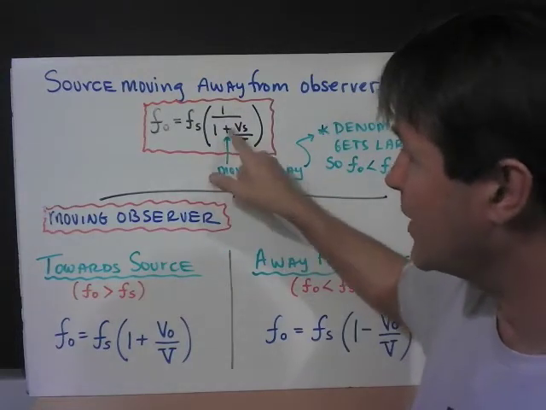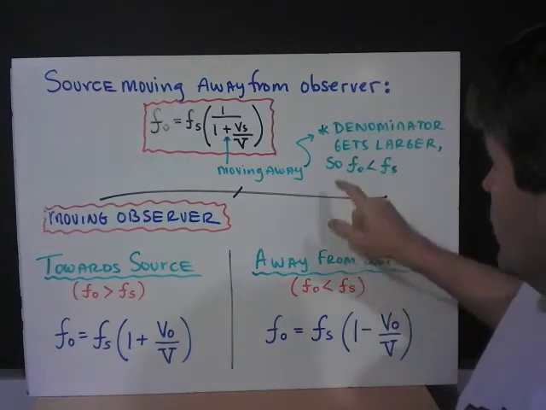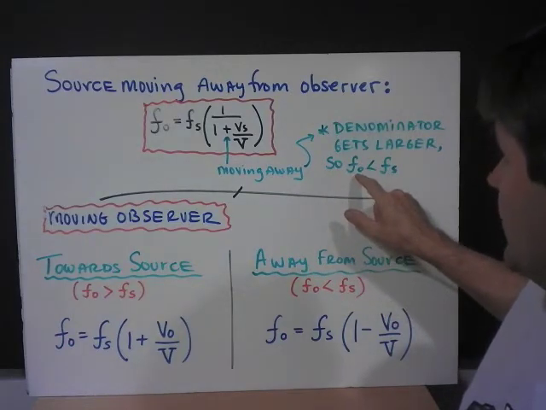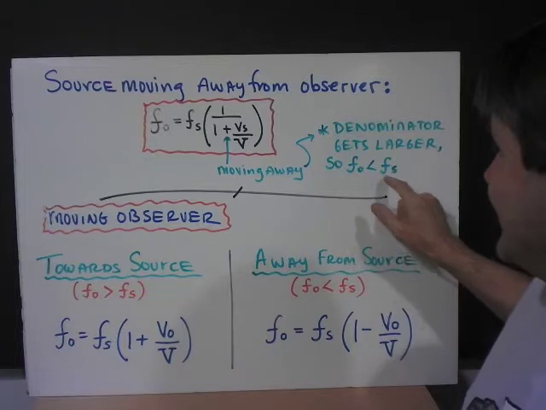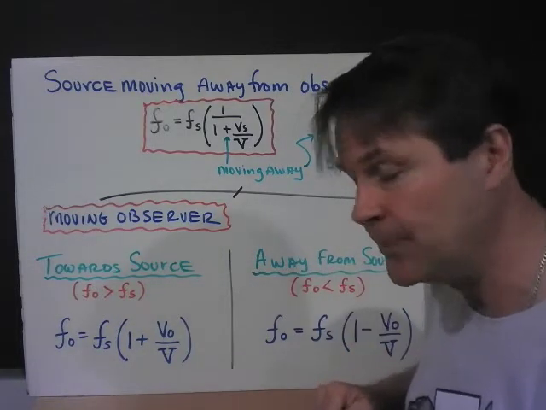And what's the mathematical consequence of having the plus there? The denominator gets larger, so the observed frequency is going to be less than the frequency of the source. The pitch will be lower.